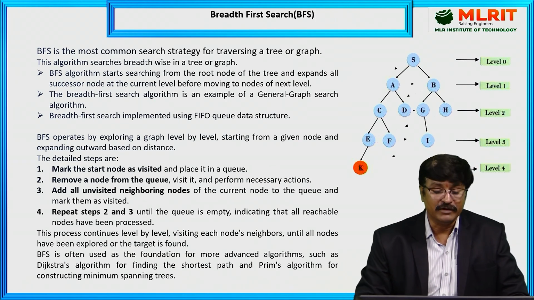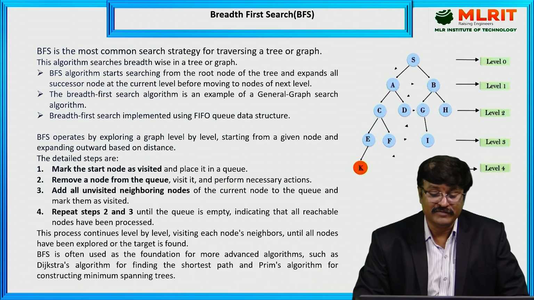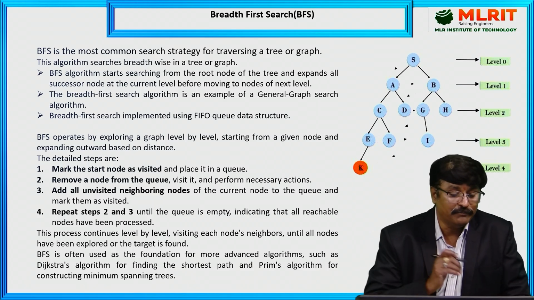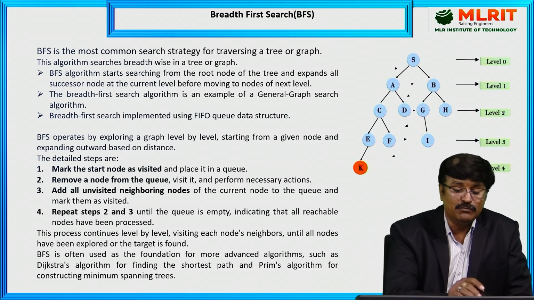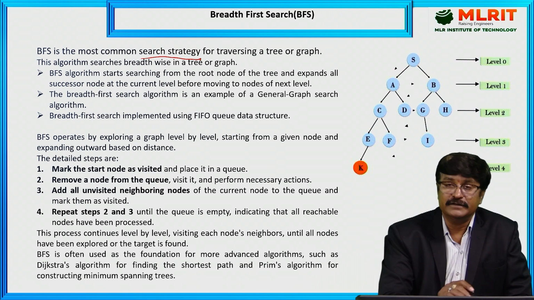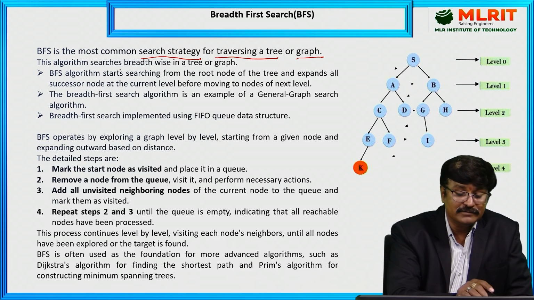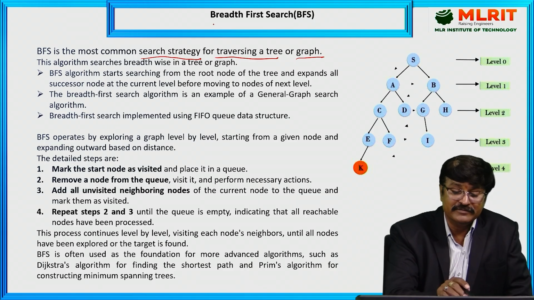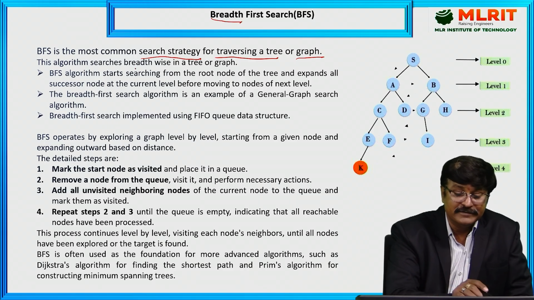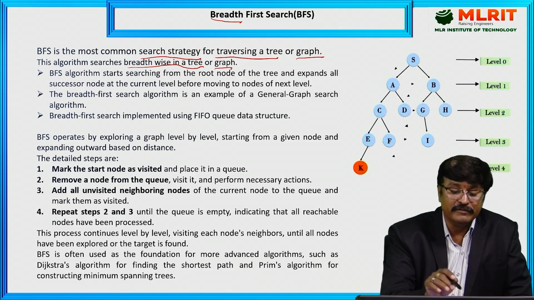Then coming to one example, the breadth first search algorithm, we will discuss now. Breadth first search is the most common search strategy for traversing a tree. It is a graph based tree algorithm, and this algorithm is also called a blind search algorithm, one of the blind search algorithms. This algorithm searches breadth wise. The name itself says breadth first, breadth wise in a tree or graph you are searching.